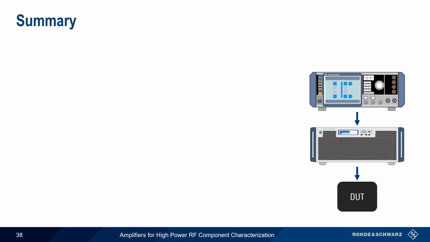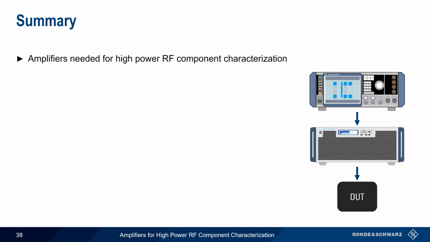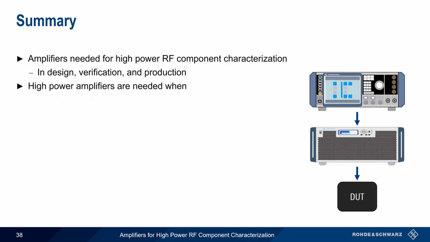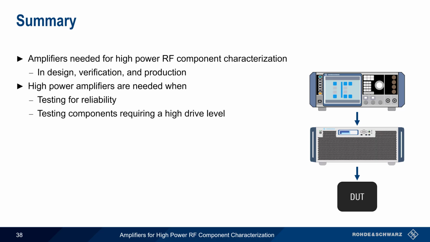Let's summarize what we've covered. Amplifiers play a crucial role in high-power RF component characterization, and they're frequently used in design, verification, and production. These high-power amplifiers are needed both when testing for reliability, as well as when testing components requiring a high drive level. In this presentation, we discussed two general categories of RF component testing.